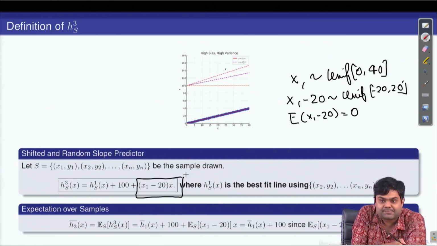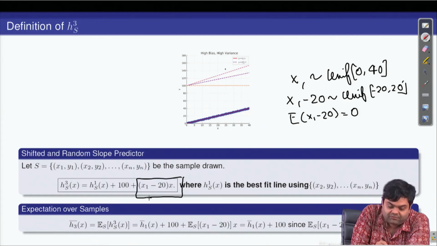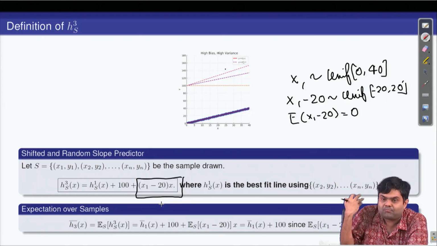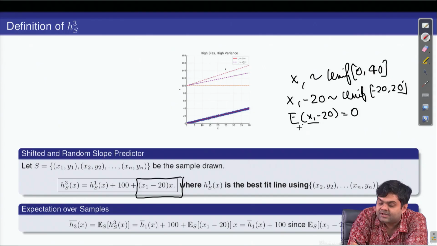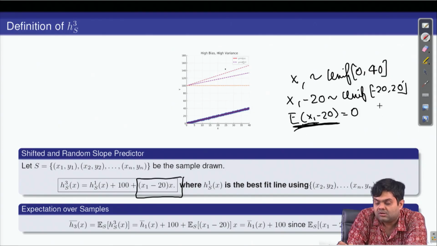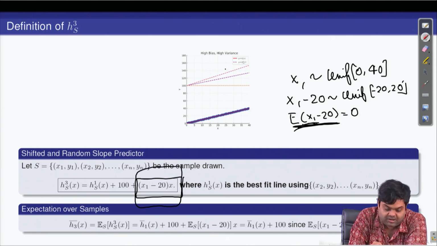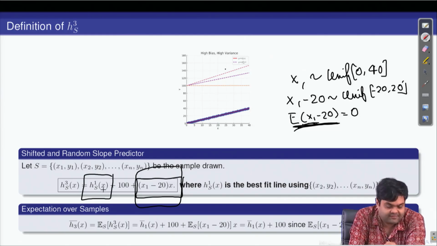When you are taking expected values over all models, when you are varying x1 over all possible samples, this becomes essentially all possible x1 minus 20 values and their average. That average will be 0, no contribution from here. The expected value of this is the least square estimate. So the expected value of this is actually x.